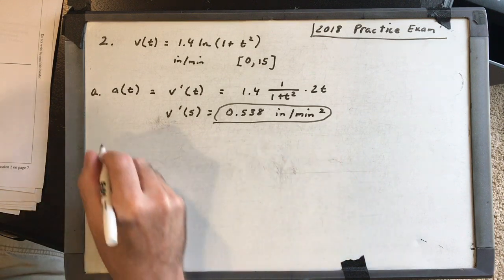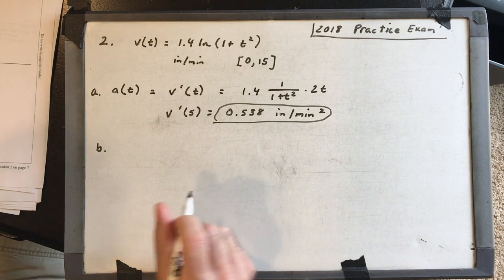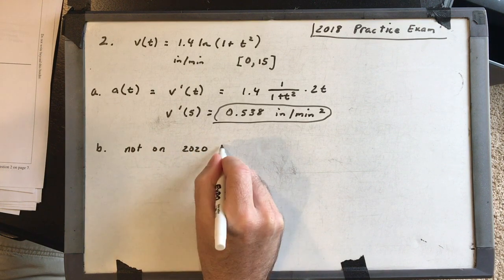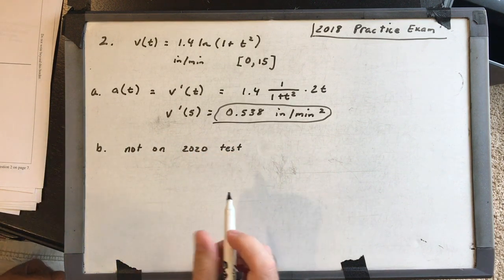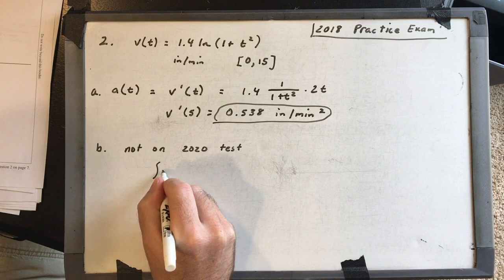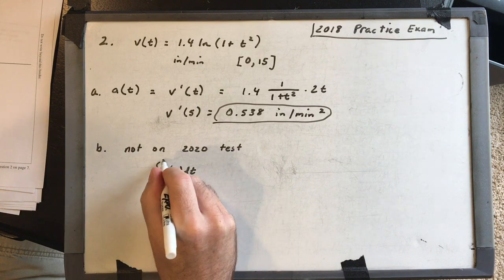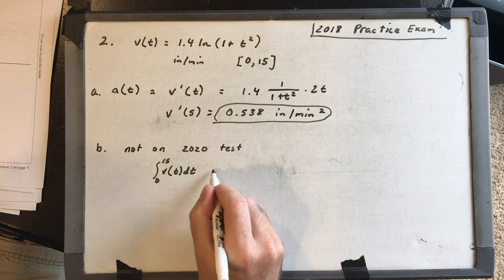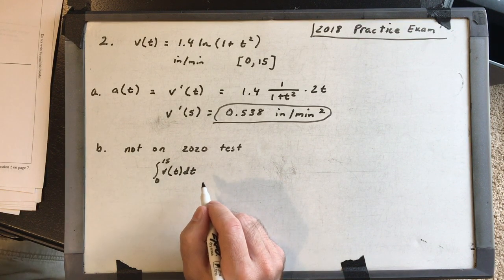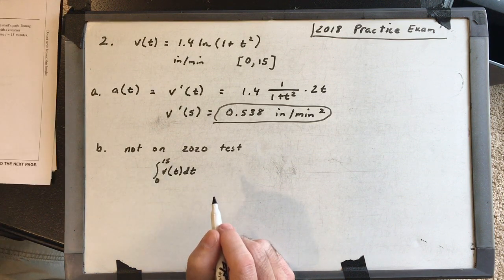Okay, part B says, what is the displacement? Probably not on the 2020 test, because to get displacement, we would have to integrate v of t from 0 to 15. And you're not going to be integrating a velocity problem. At least that's what they're saying, that you are not going to be doing that. So if they hold true to their word, then that won't be on there.